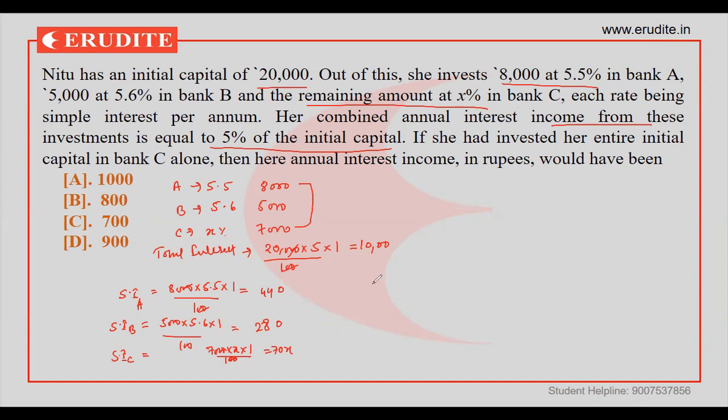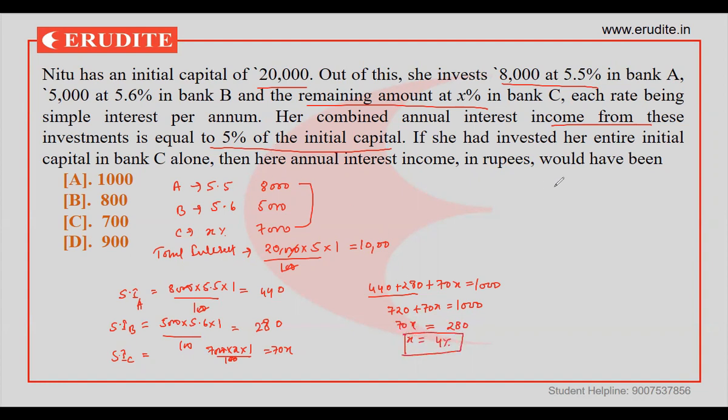So total sum is how much? 440 plus 280 plus 70X is equal to 1,000. This is how much? 720 plus 70X is equal to 1,000. So it is 280. X is coming how much? 4%.